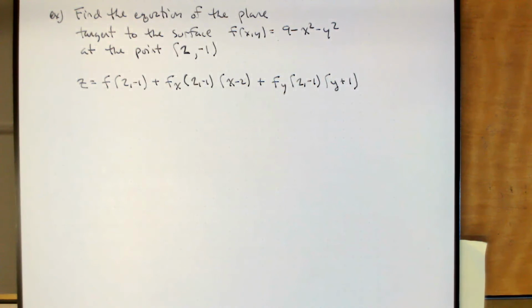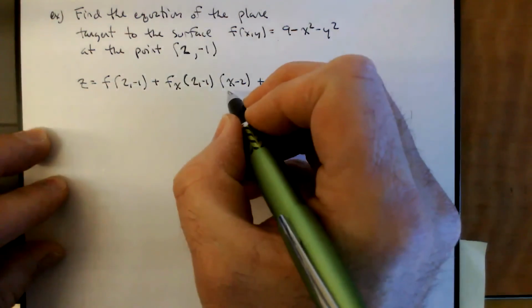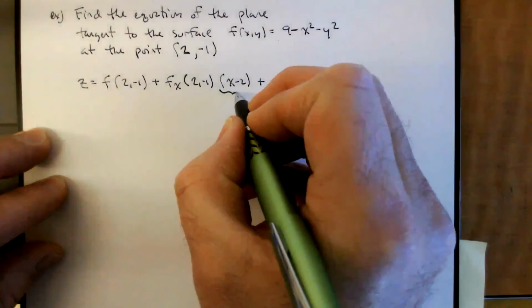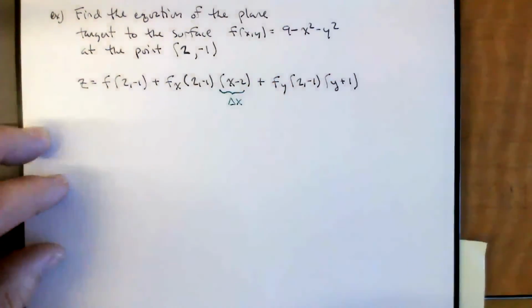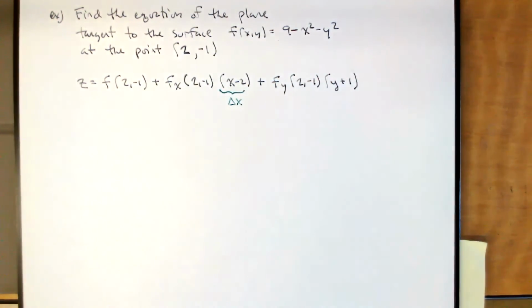This fits the same stuff that we had before. The x minus 2, that's going to be a delta x. And the f_x at 2, -1, that's delta z over delta x. If I multiply those two together, that'll give me the change in z.